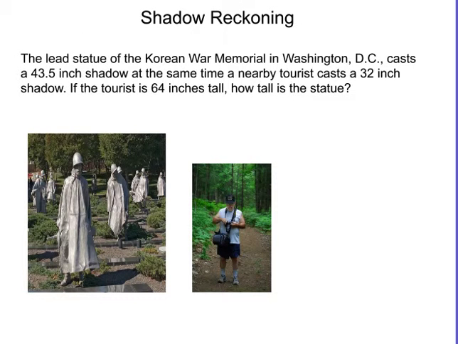This is called shadow reckoning, using the length of a shadow and comparing it as a proportion to the length of an unknown object to figure out the height of that object. A lead statue of a Korean War memorial in Washington, D.C. casts a 43.5-inch shadow. So the shadow here on the ground is 43.5 inches long.